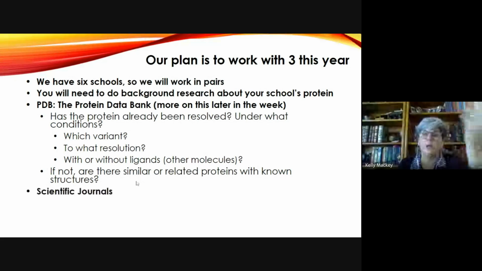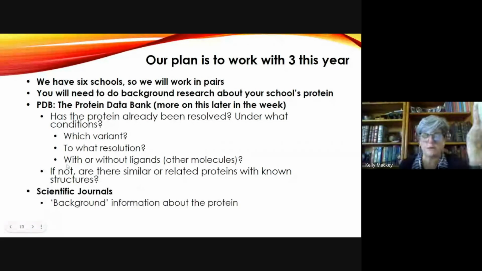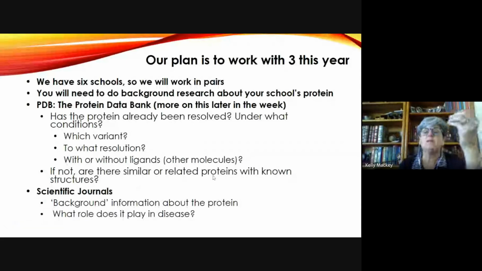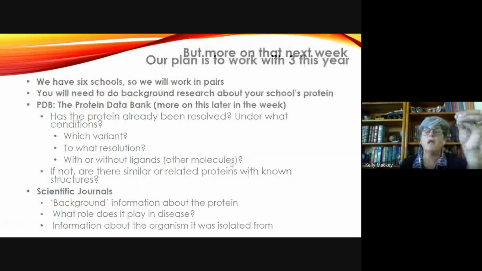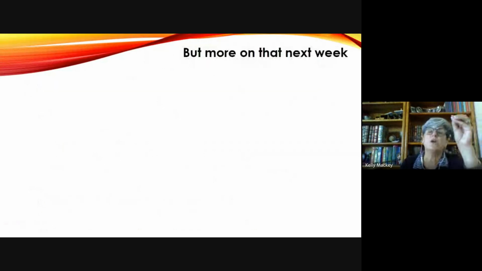And then the scientific journals, which is where most background research also has to happen. This is what's known about the protein, what role this protein plays in disease, why we should even bother studying it, what organism it was isolated from, and what that organism uses the protein for. So all of these things are coming up down the road, and I just wanted to give you the heads up for that.